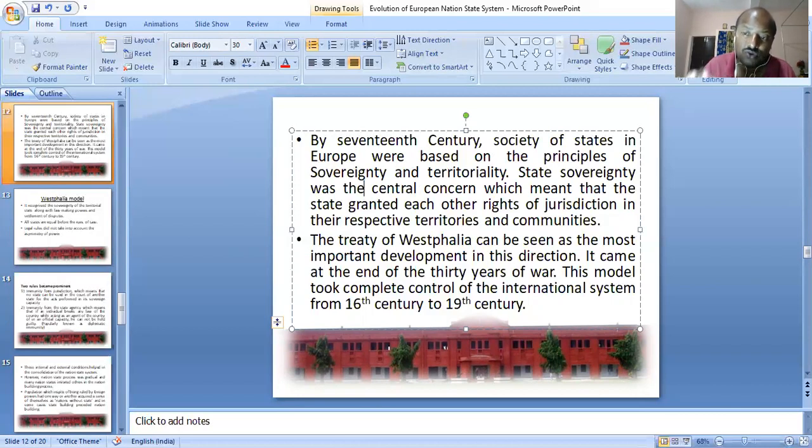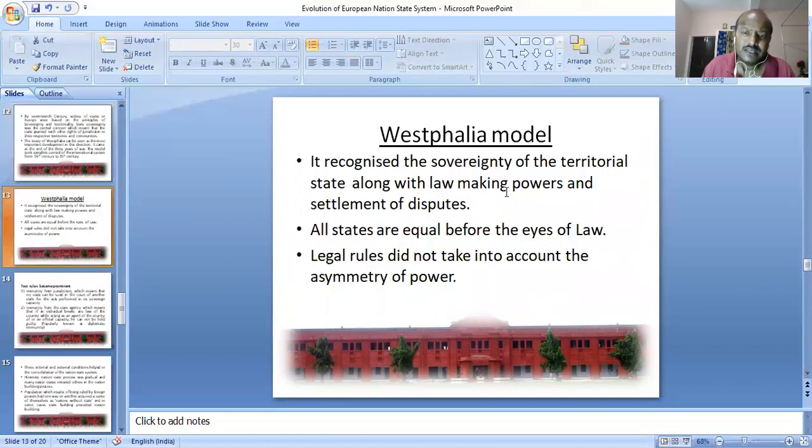I will come back to the features of the Treaty of Westphalia, and what were the two most important and crucial points of the Treaty, which is actually why it is very, very significant. So in the Westphalia model, what we see is it recognized the sovereignty of the territorial state, along with lawmaking powers and settlement of disputes, right?